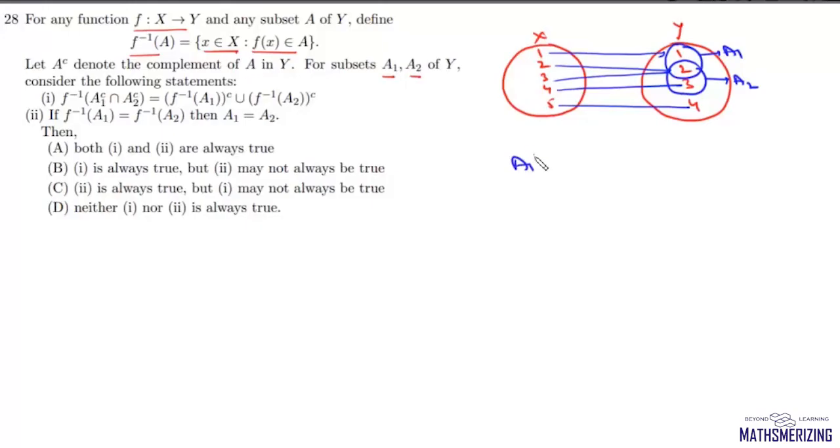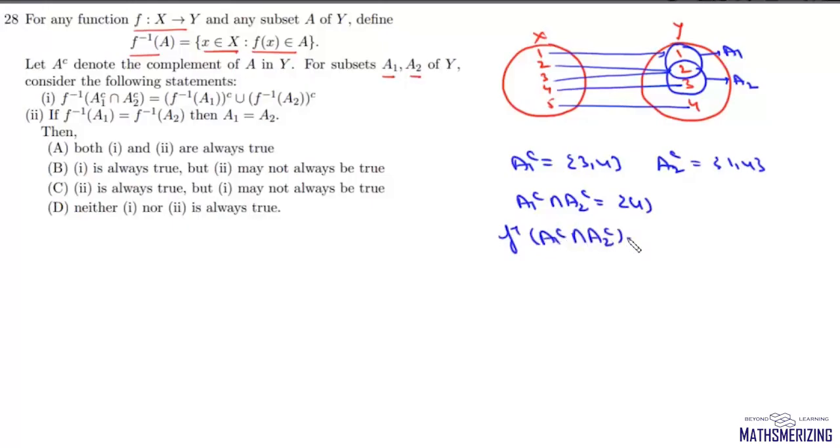Now what is A1 complement? A1 complement will be 3, 4 and A2 complement will be 1, 4. Now we'll take A1 complement intersection A2 complement, it will be simply 4, and f inverse of A1 complement intersection A2 complement will be simply 5. That's your left hand side for this first expression.